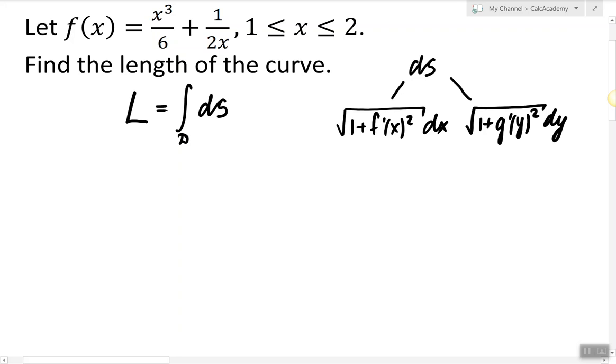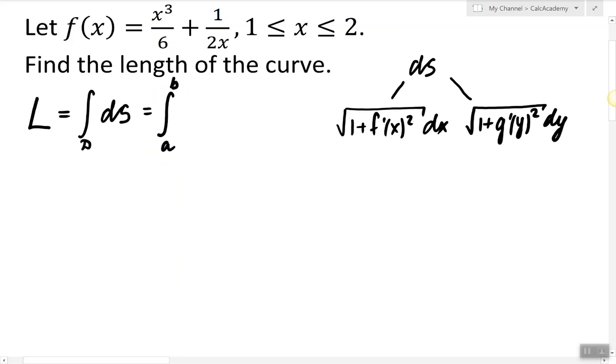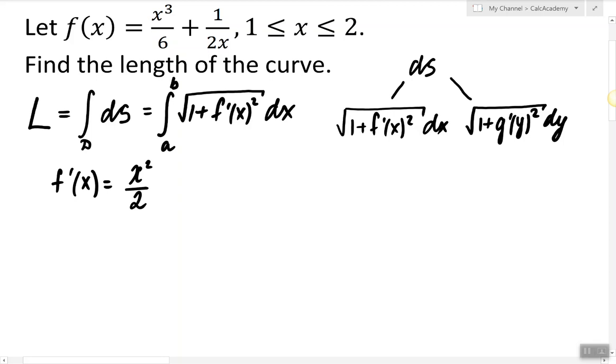In our case, since the function is given to us with respect to x, I'm going to use this version of the formula where we write the limits of integration for x, and instead of ds, write this expression. So in order for me to find the arc length, I have to find the derivative of the function first. This will be x squared over 2 minus 1/2 x squared.